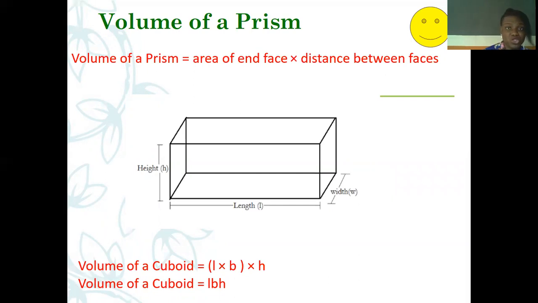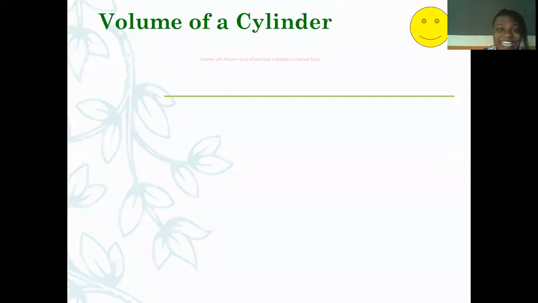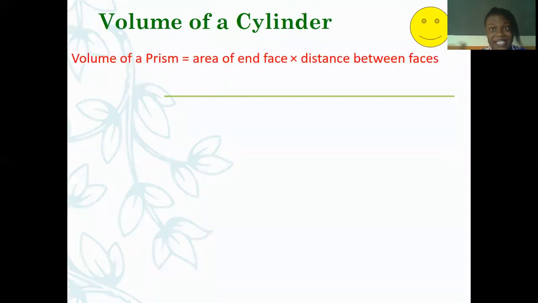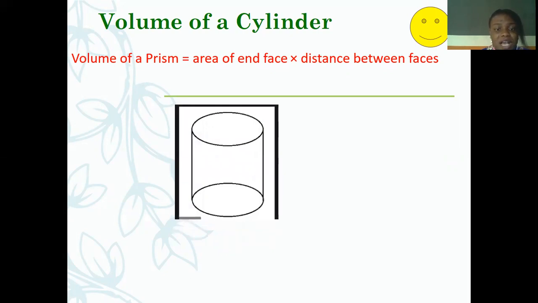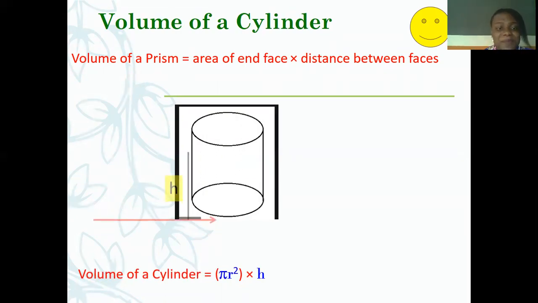So let's now go to the cylinder, which is a special type of prism. The volume of a cylinder, remember, is the area of the end face times the distance between faces. I don't want you to just cram the formula, try to see how we got it. So what's the area of the end face here? The end face is a circle, so pi r squared, and the distance between the faces is h.